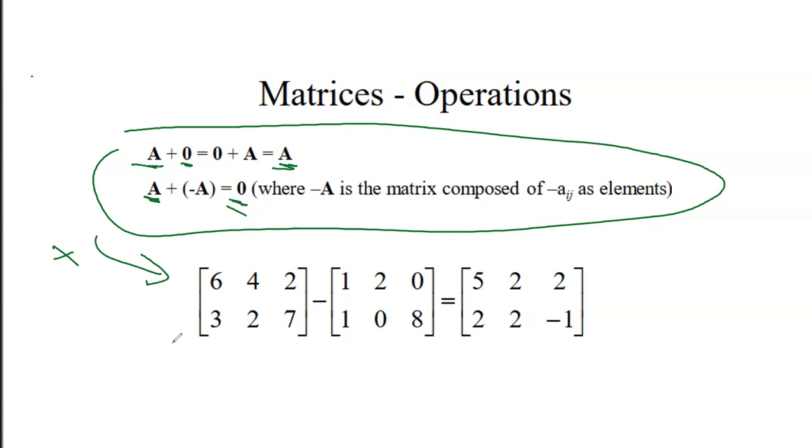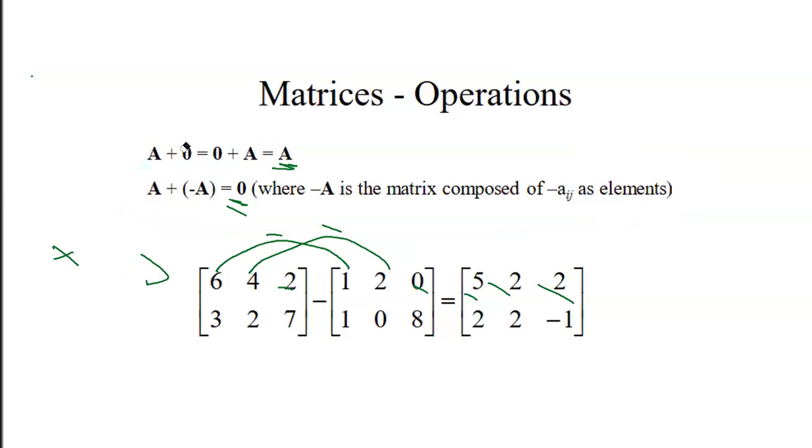As I said, this here is not related to any of this. This is just a subtraction example. There you subtract correspondingly. 6 minus 1, you find. 4 minus 2 gives you 2. 2 minus 0 gives you 2, and so on, right? Not difficult.